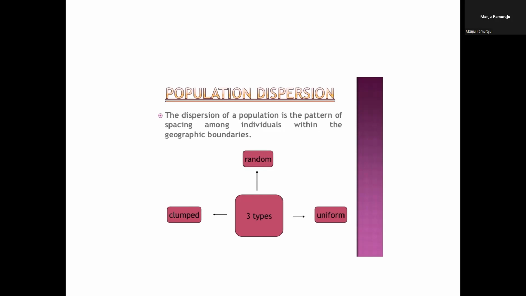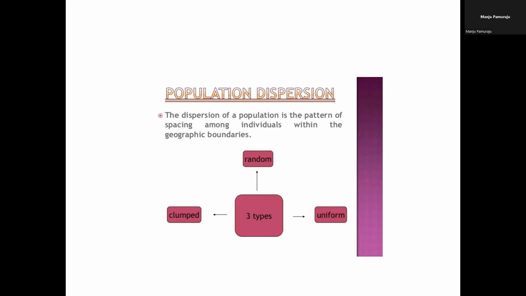Natality is calculated as the number of births per unit time divided by the average population. Mortality, that is the death rate, is calculated as the number of deaths per unit time divided by the average population.